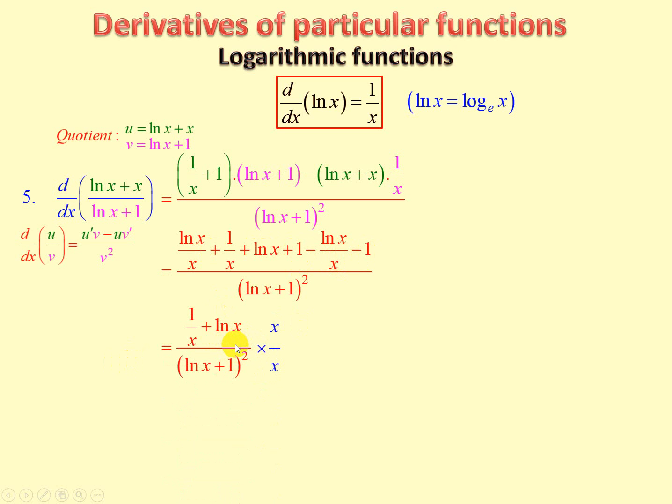I'm now going to cancel up. I'm going to multiply by x top and bottom to get rid of that fraction inside the fraction. So there are x times 1 over x, 1, x times ln x, x times that squared bracket is x outside the squared bracket.